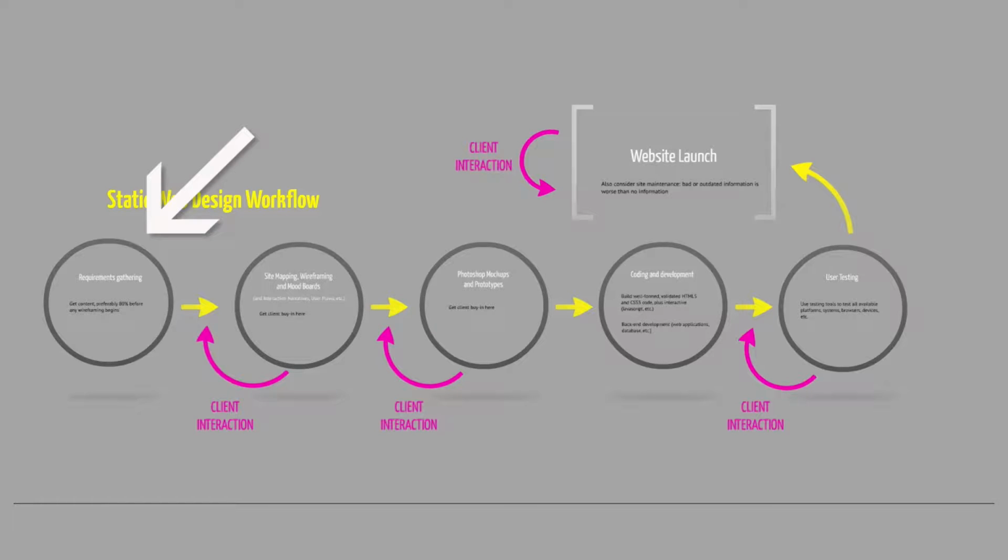Number 1, gathering your client's requirements. Number 2, writing up some preliminary documentation. Number 3, putting together some mockups or prototypes. Number 4, writing the actual code. Number 5, testing this code. And number 6, launching the site. Let's take a closer look at these steps.